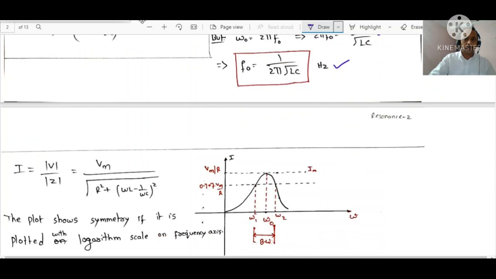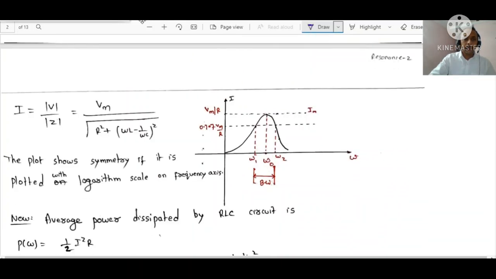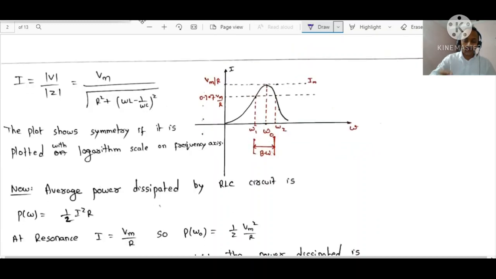Now, what will be the magnitude of current? Observe, dear students, during the resonance condition, current I equals V divided by mod Z. And what is the magnitude of the applied voltage? Some Vm. And mod Z is the root of R square plus the quantity omega L minus 1 by omega C, whole square.